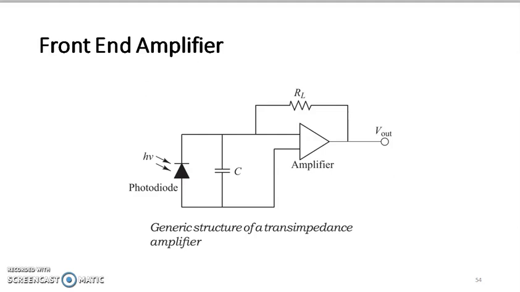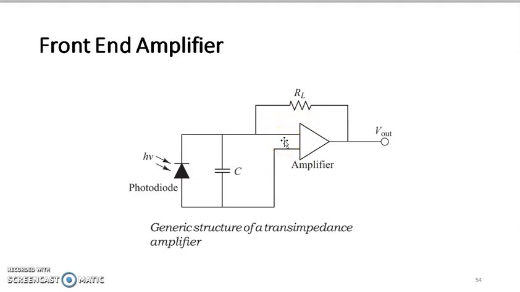Next is a transimpedance amplifier. If you see its common diagram, light falls on the photodetector. Then what we are having is an amplifier and a feedback resistor, and that negative feedback resistor is used here with an inverting amplifier.